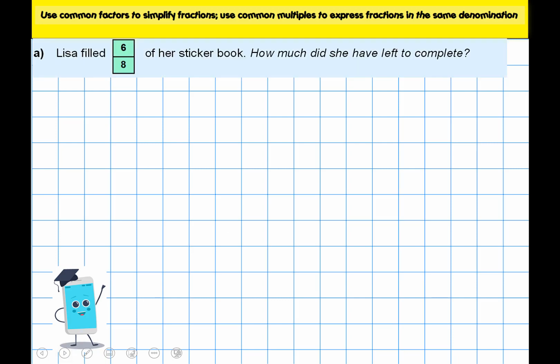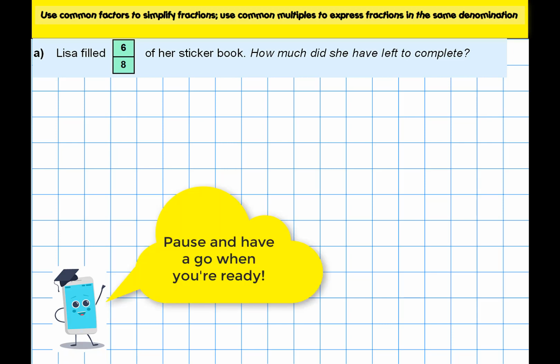So our first question, Lisa filled 6/8 of her sticker book. How much did she have left to complete? So to be able to answer this, you need to have an understanding of a whole. So if 6/8 is part of her sticker book, how many eighths would equal the complete sticker book? So you should know that the whole sticker book would be 8/8.